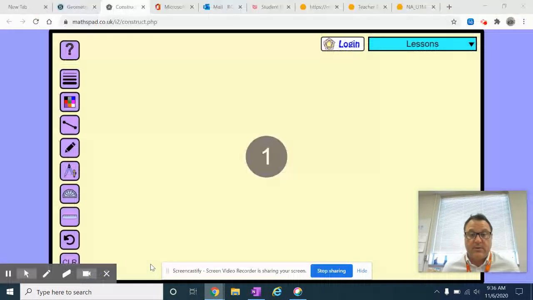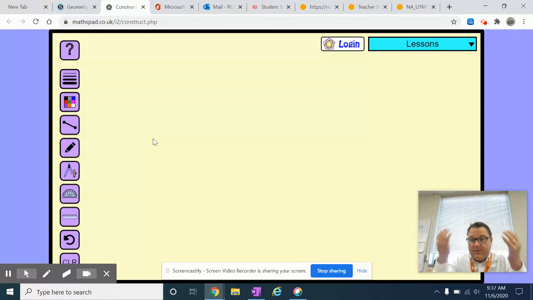Let me go to the geometry tools really quick. All right, so what we're going to be doing is constructing a perpendicular bisector. Now, what does it mean to be perpendicular? Perpendicular means when two lines cross, they cross at a 90-degree angle.